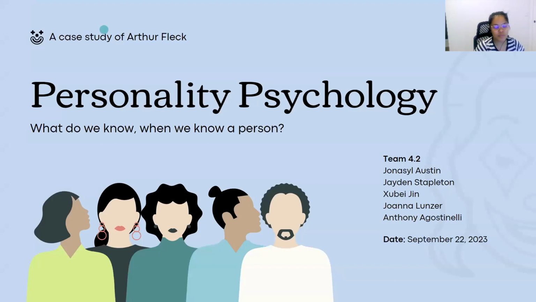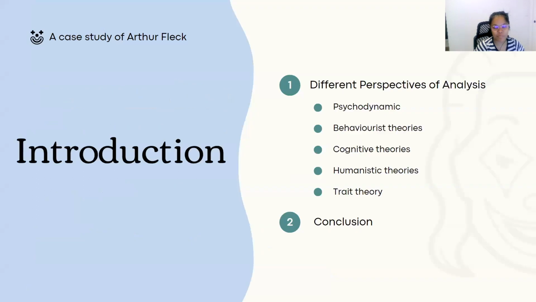Personality psychology. What do we know when we know a person? Arthur Fleck is a middle-aged man who lives with his mother, works as a professional clown in Gotham, attends state-funded therapy, and takes multiple medications to stop him from feeling bad. What does this tell us about Arthur's personality? Much, yet too little at the same time.